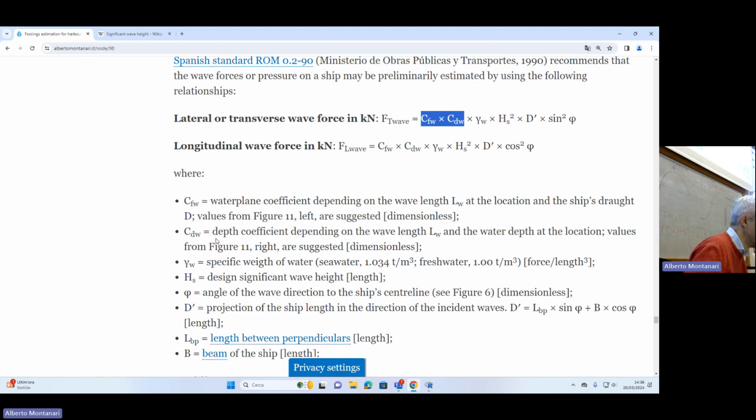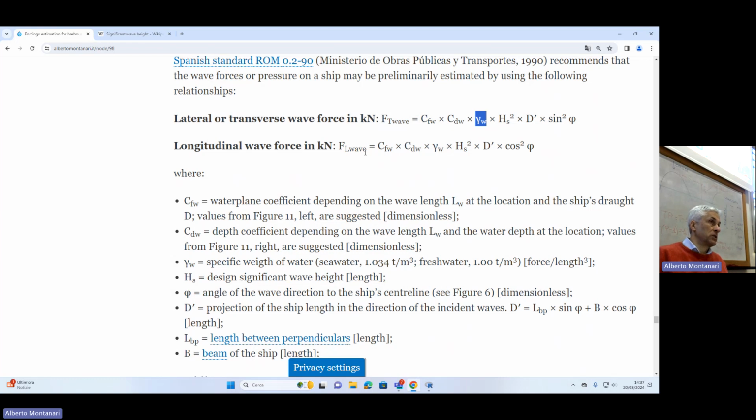There are abacuses, we can estimate them through an abacus, okay? And so let's forget about them. They are dimensionless. Now, gamma W is the density of seawater. For wind forcing we had the density of air. Here, the forcing is through water, so we plug in the density of seawater there.